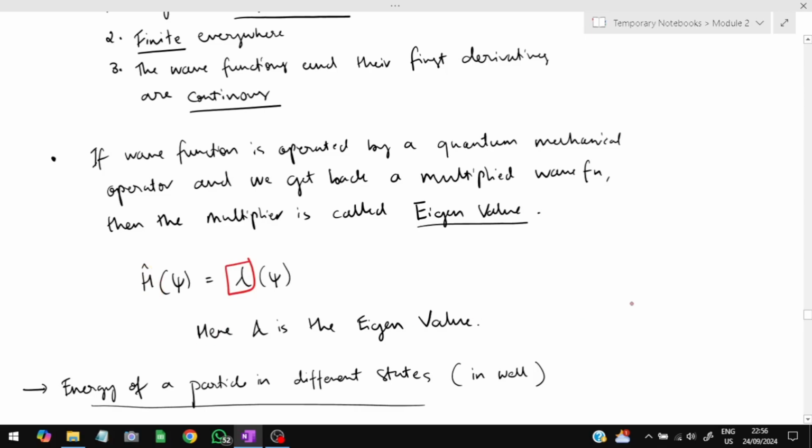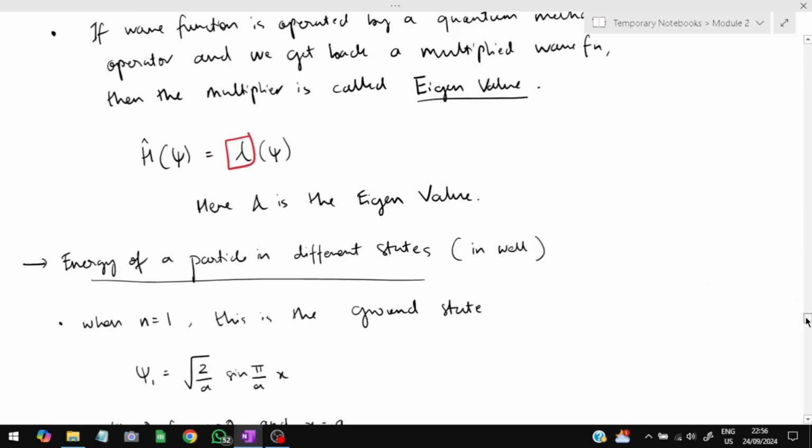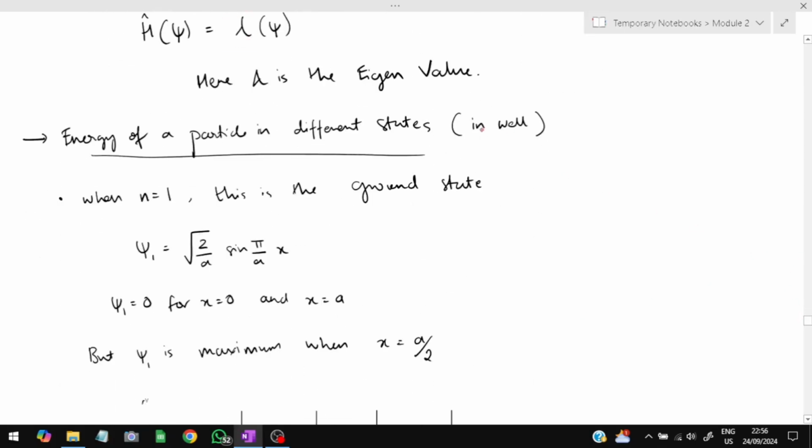Now we are going to consider the energy of the particle in different states in the well, like n is equal to 1, 2, 3. The first value is n is equal to 1, which is the ground state, the starting state. Substituting n is equal to 1 in this equation, it becomes pi by a. Now w1 is equal to 0 for x is equal to 0 and x is equal to a, which means when the value of x is 0 and when x is a, the value of the equation is 0.